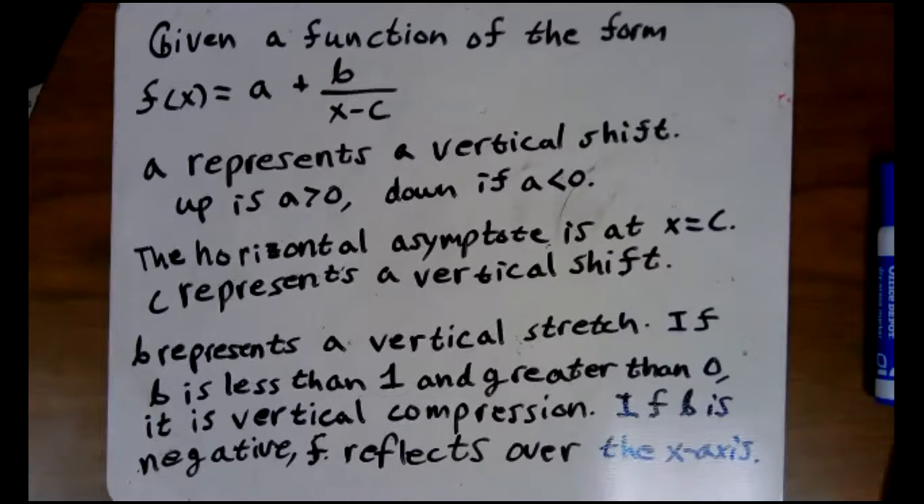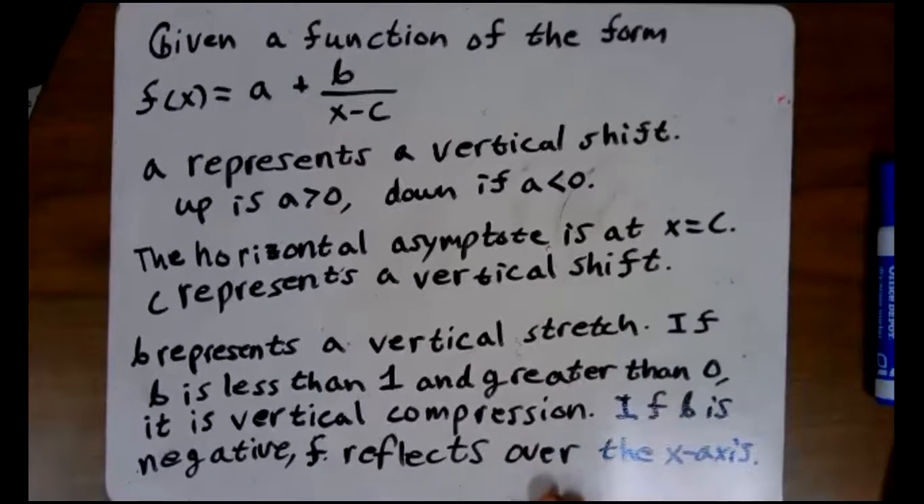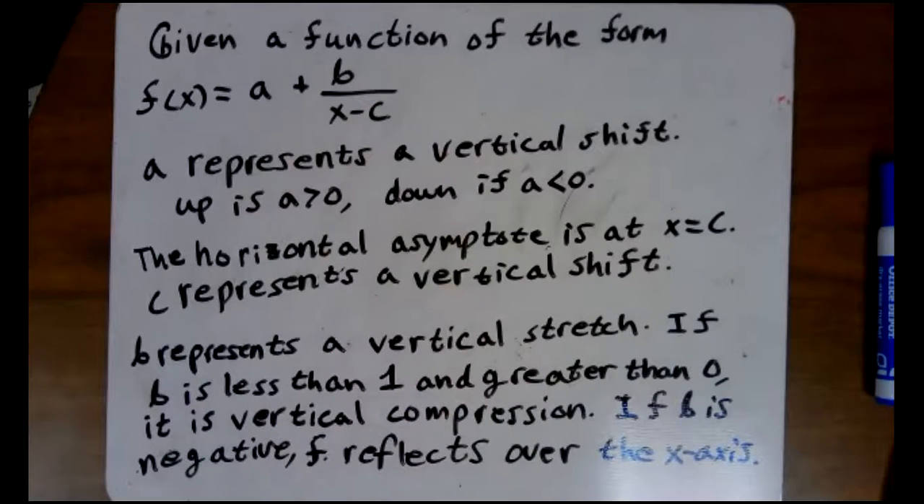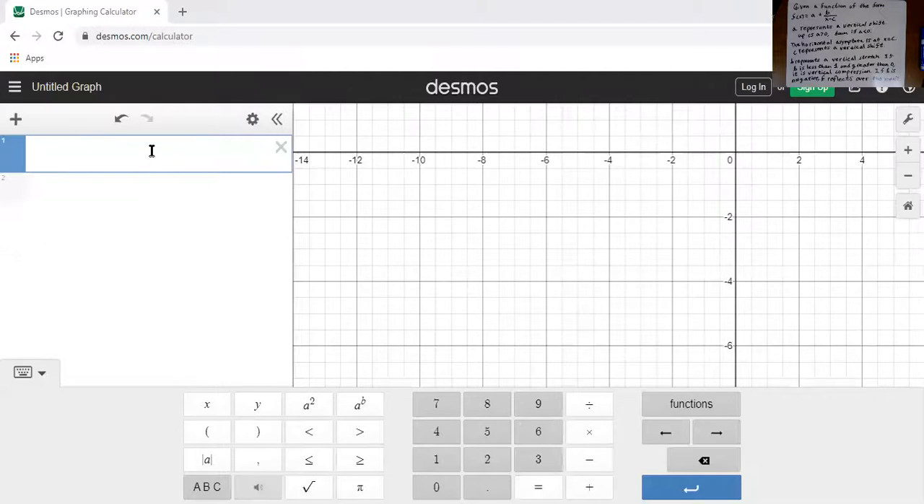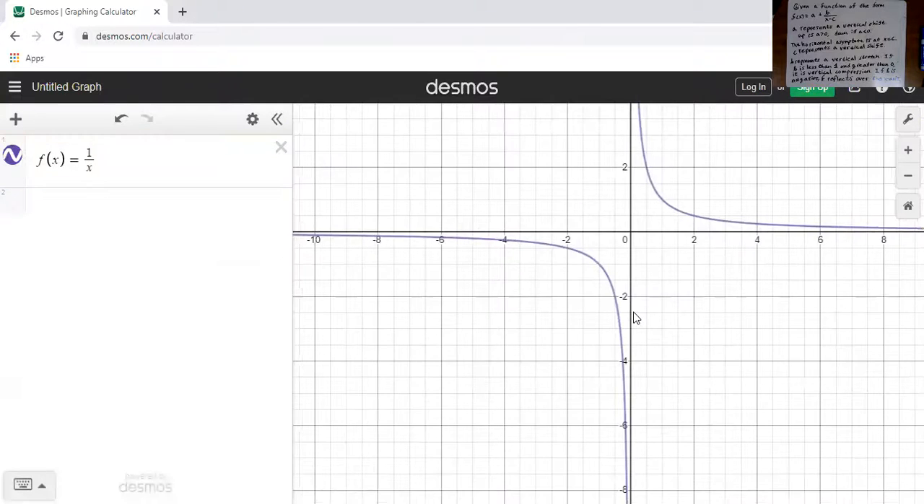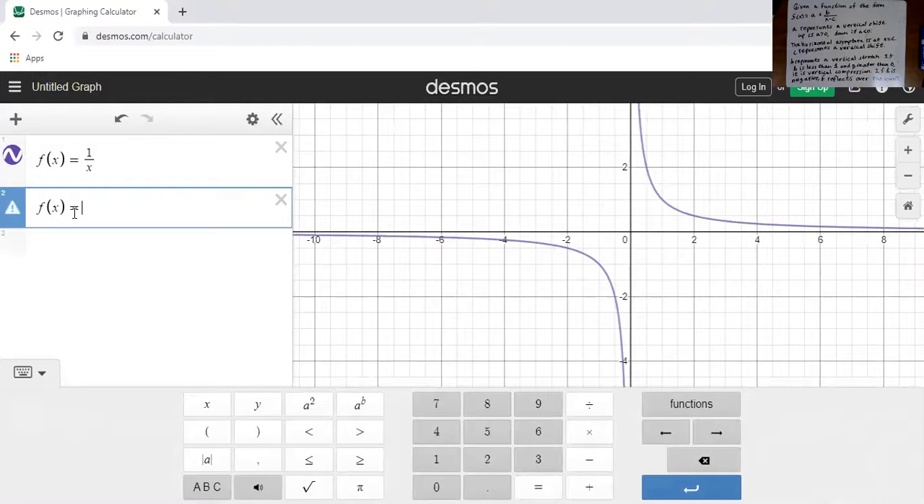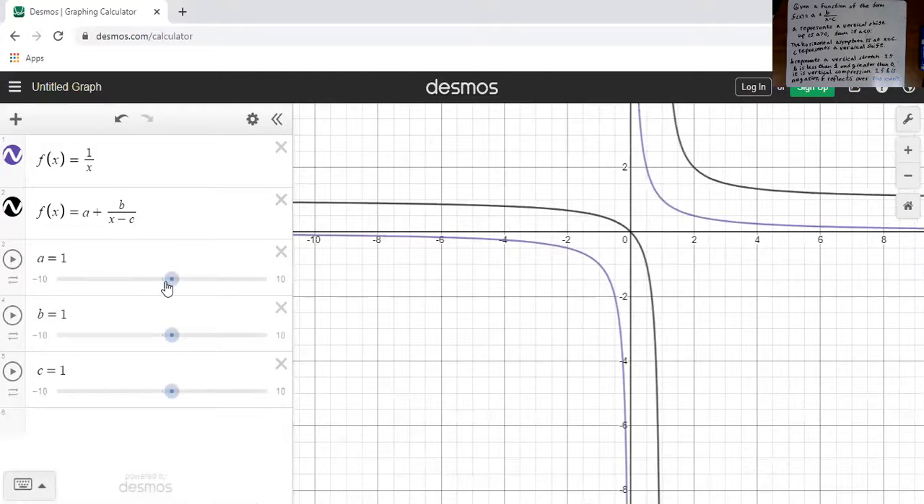Now, one last thing on this particular topic. Here we were only messing with 1 over x. I can move to Desmos for a moment. And then we had f of x equals a plus b over x minus c. Okay, add a bunch of sliders.